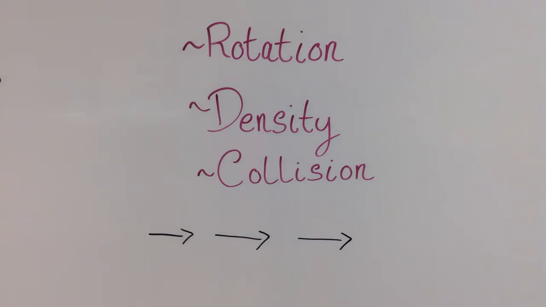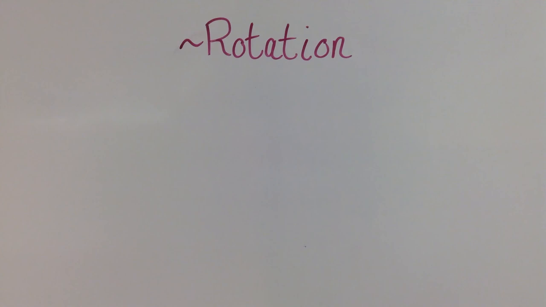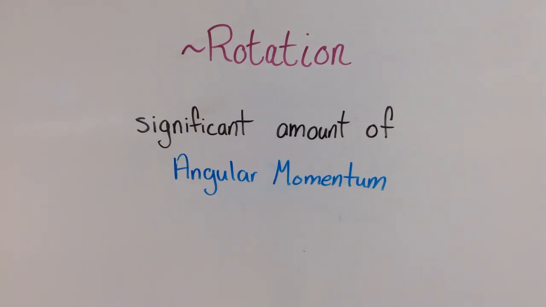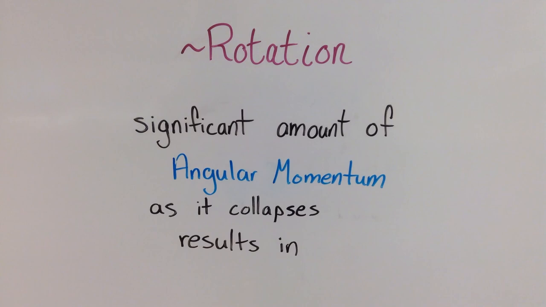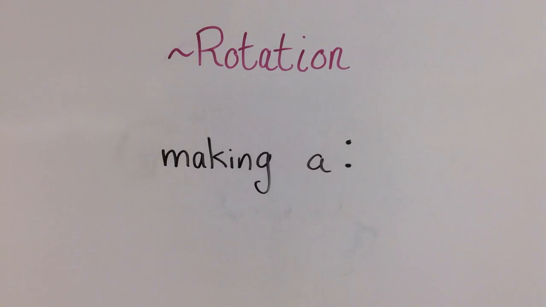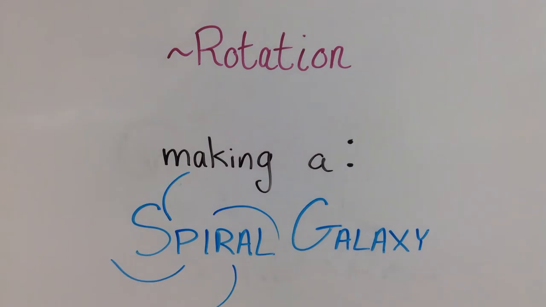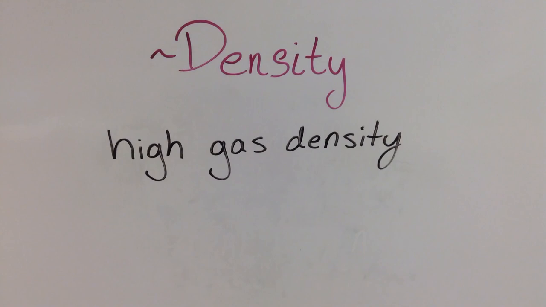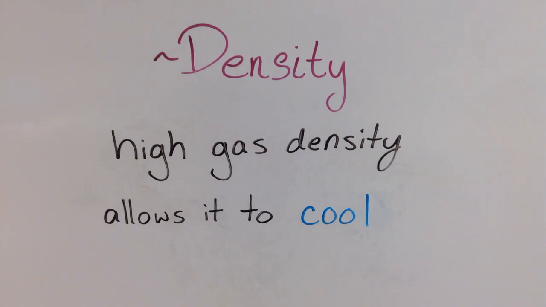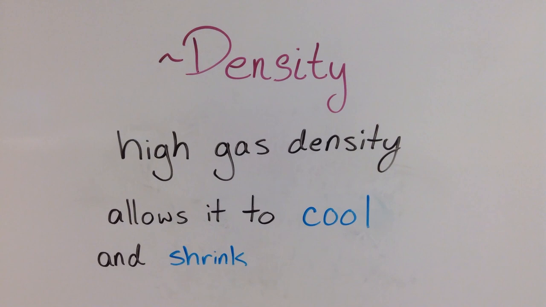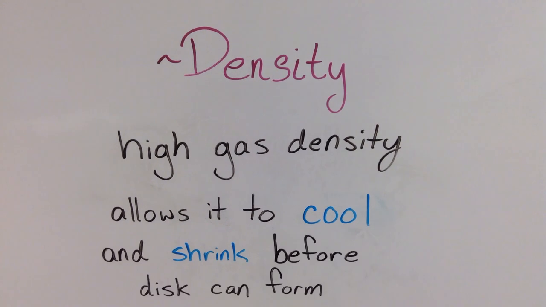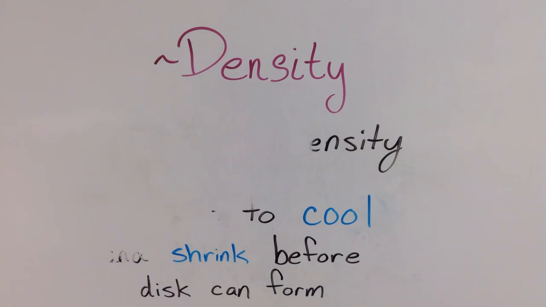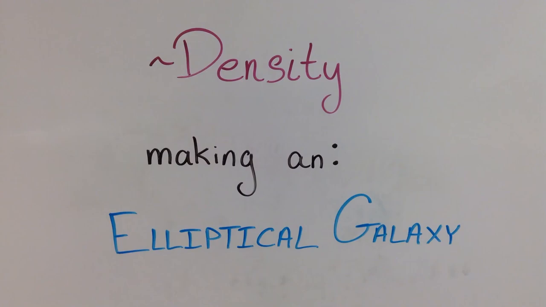So how does rotation affect the shape of a galaxy? If there is a significant amount of angular momentum in the protogalactic cloud as it collapses, it will rotate quickly and form a disk. This will create a spiral galaxy. Density can also influence the type of galaxy made. If a protogalactic cloud has a high gas density, it is able to cool more quickly, which will lead to rapid star formation. The star formation will use up most of the gas before it can turn into a disk. This would result in an elliptical galaxy.